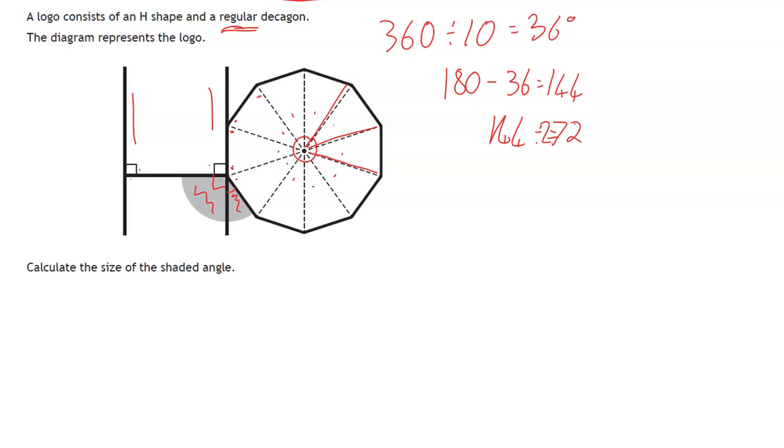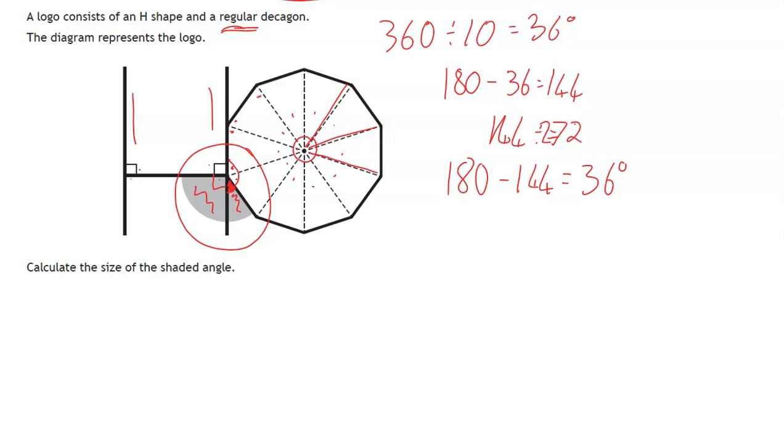Now this property helps me because if I look at the shape, and now I'm just going to focus on the section down and round here, I know that the entire way around there is 180 degrees. It's a straight angle. So if I take away two of those interior angles, I'm left with a gap, which is the shaded angle. So if I do 180, take away two of those, which is 144 degrees, what I'll end up getting is 36 degrees.